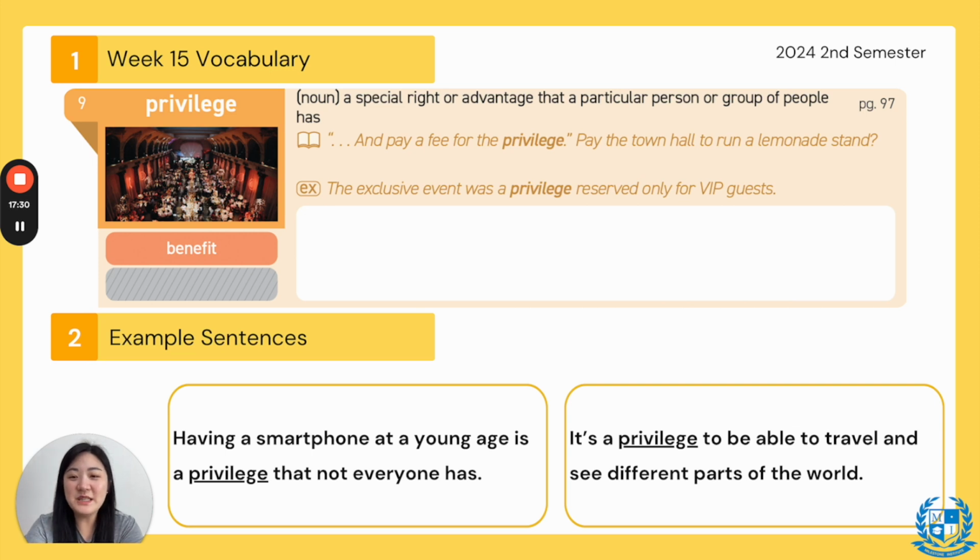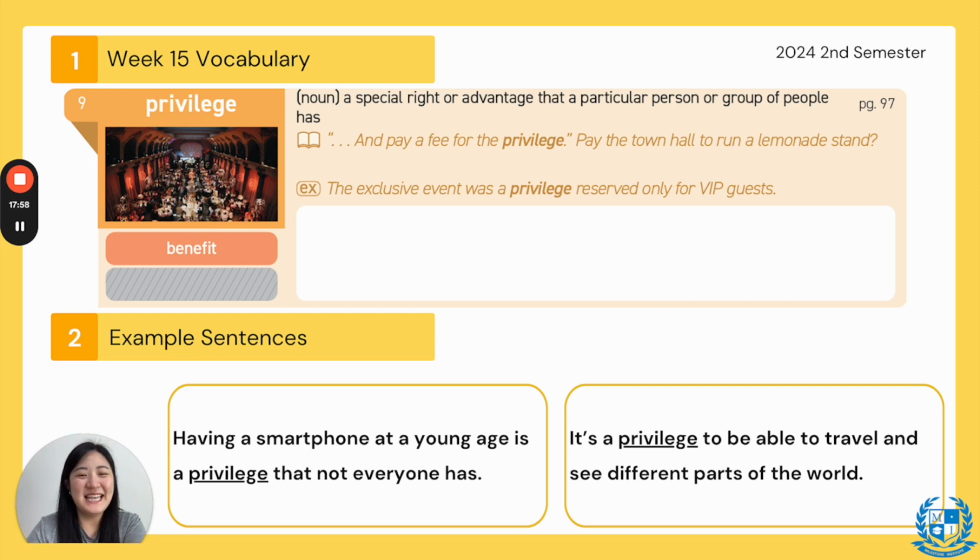Let's look here. It says having a smartphone at a young age is a privilege that not everyone has. So if you have a smartphone right now, you're lucky. That's a benefit. That's something that not all kids have, right? Some students can't get a cell phone until high school. Some students can't get a cell phone until maybe university. I don't know. But right now in 3rd grade, it may be a huge privilege to have one at such a young age. So thank your parents.